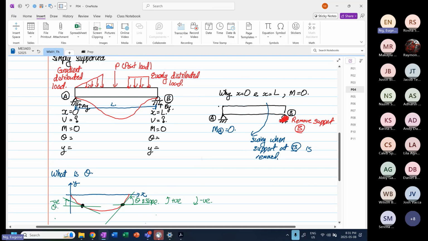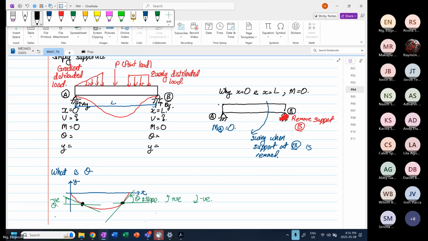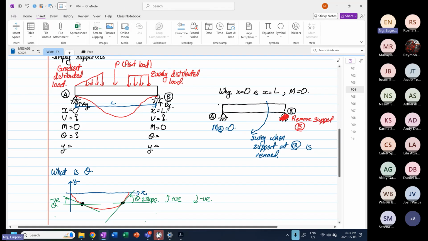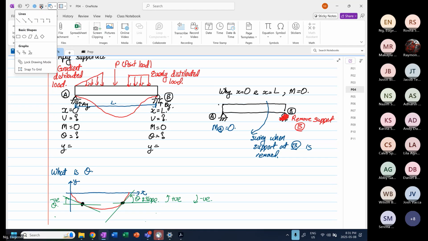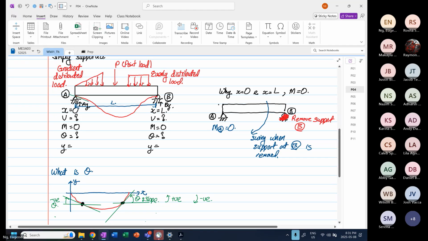So now, at x is equal to 0, do we know the slope? We have not a clue what the slope is, okay? And at point B, when x is equal to L, we also don't know what the slope is. So we don't know what this gradient is that I'm going to sketch in green. We don't know what this gradient is.